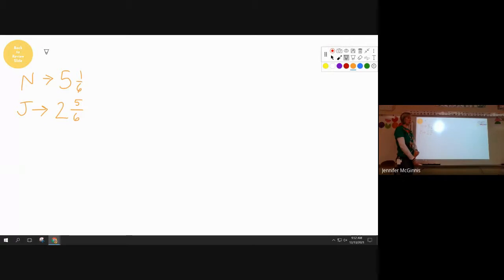What are you going to do, Kaden? Add what? 2 5/6 plus 2 5/6. I was thinking that you were doing multiplication. You're going to do 2 5/6 times 2? You can do that, and see if she was right. And then you're going to have to compare, right? That's right. Okay, guys.